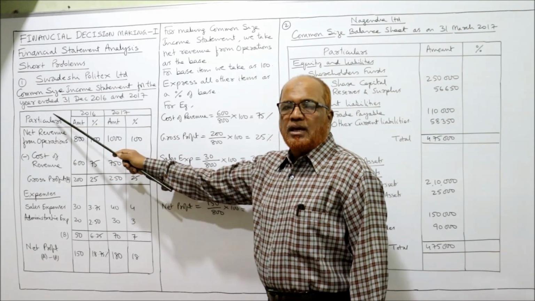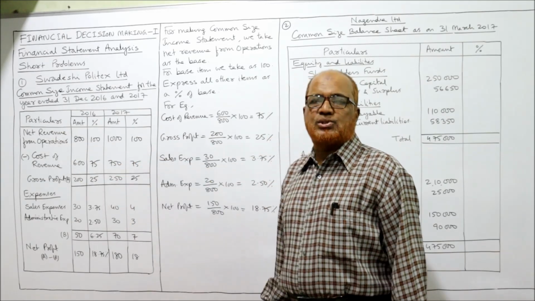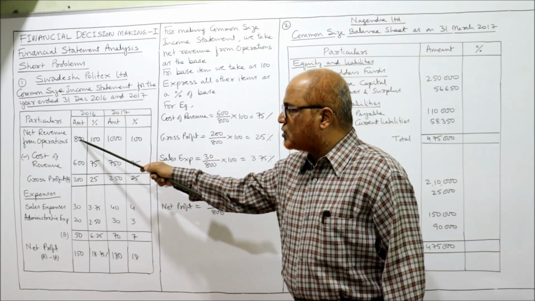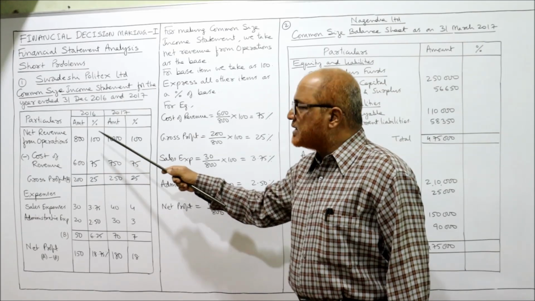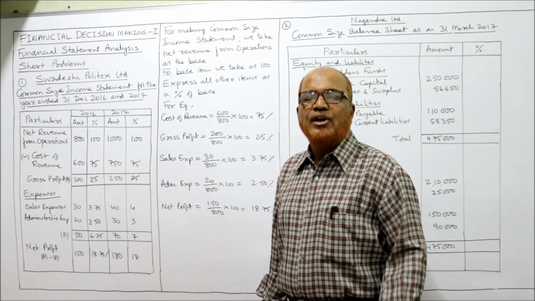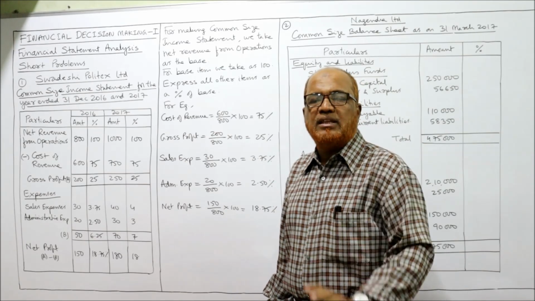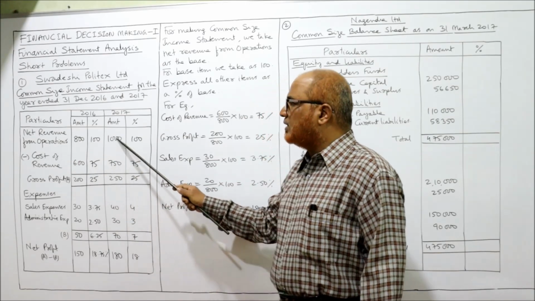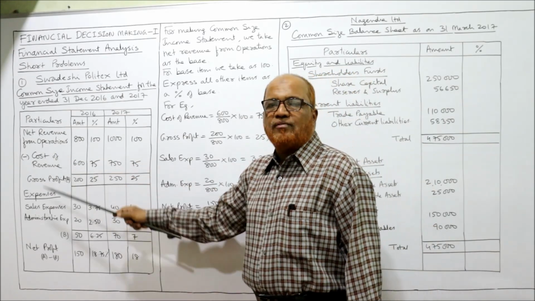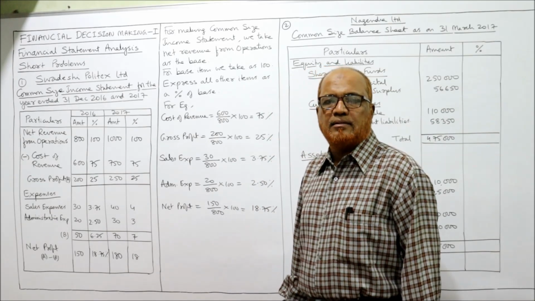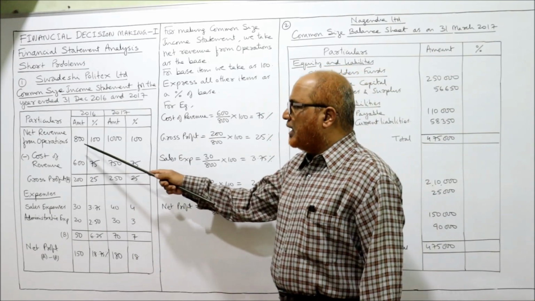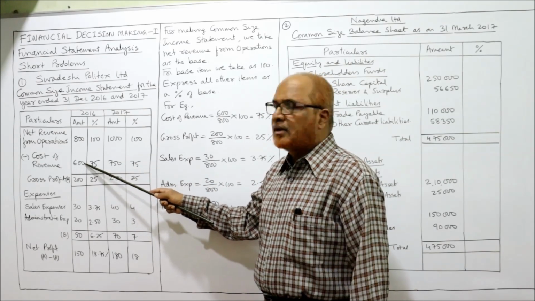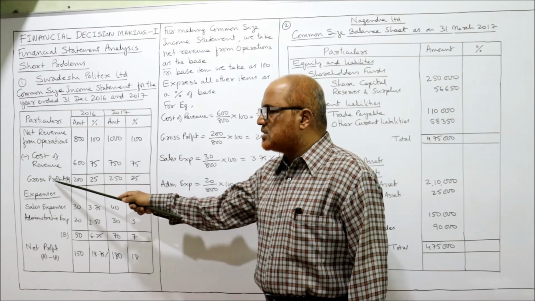Now particulars. Net revenue from operations. Last year 800, current year 1000. So I have taken here 800 amount and here 1000 amount. Percentage we take afterwards. First we take whatever data is given in the problem. Minus cost of revenue. These are the cost of sales. Deduct cost of sales. So 800 minus 600. Cost of revenue is 600 given in the problem. So 800 minus 600, 200 is the gross profit.